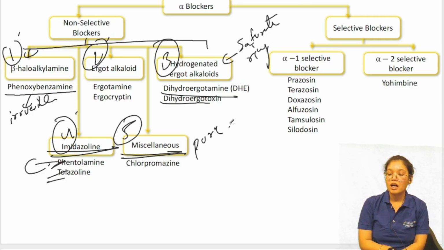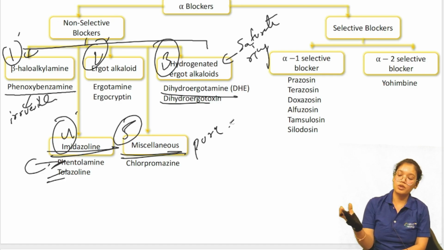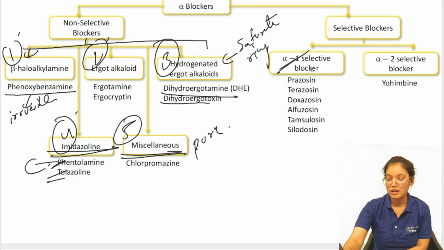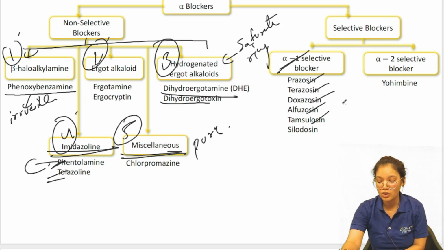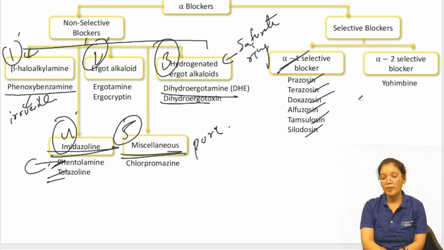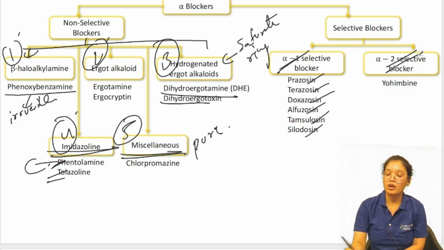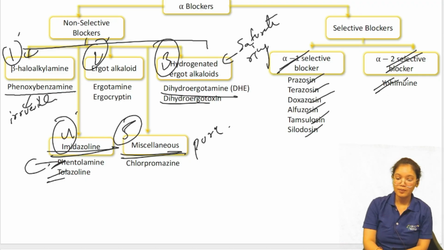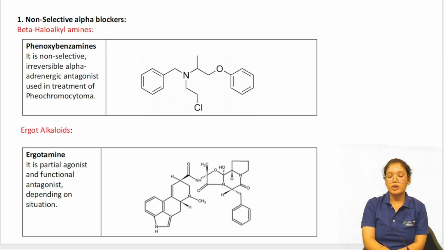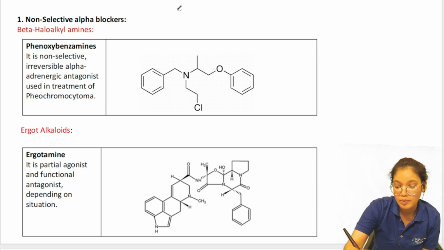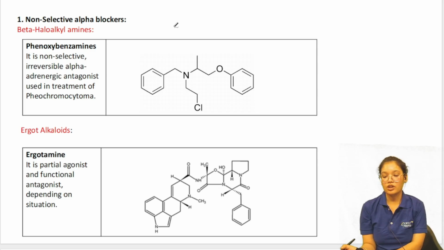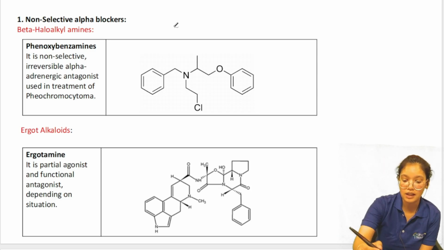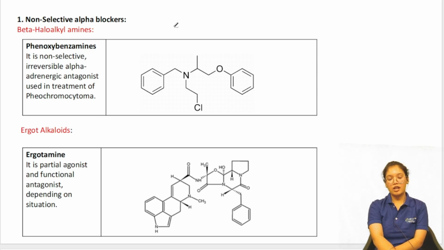Now selective blockers. First are the alpha 1 selective blockers like prazosin, terazosin, doxazosin, alfuzosin, tamsulosin and silodosin. Now alpha 2 selective blockers like yohimbine. Now moving forward towards the structure of these drugs. Medicinal chemistry is about the structure, so here we are going to study the structure of the drugs in this class. First are the non-selective alpha blockers.